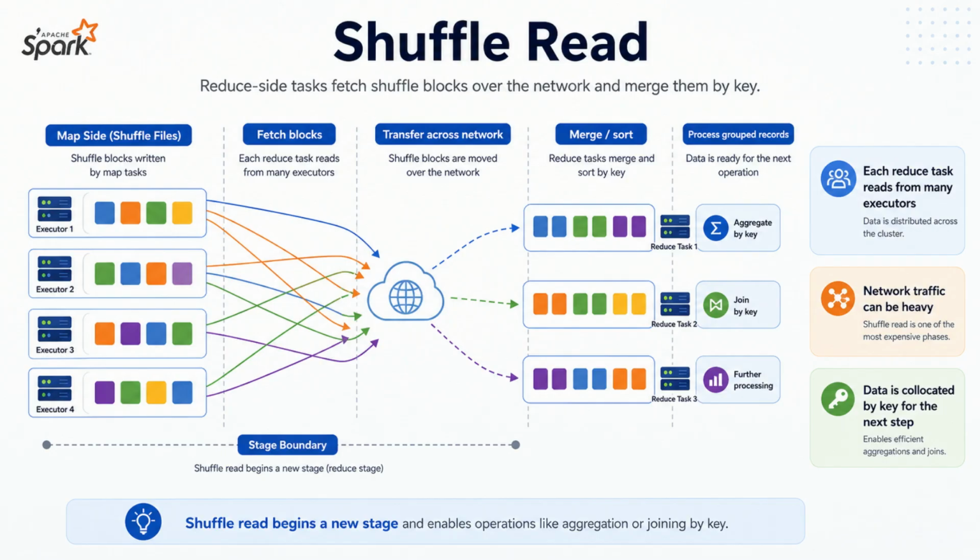This ensures that all records with the same key are grouped together within the same reduce task, making it easier to perform further operations. At this stage, Spark is ready to carry out actions such as aggregation, joining datasets, or applying additional transformations. Shuffle read is often considered a costly operation because each reduce task may have to access data from numerous executors, leading to significant network traffic and increased memory usage. The main concept behind shuffle read is that it initiates a new processing stage, allowing Spark to work with the grouped data required for key-based operations.